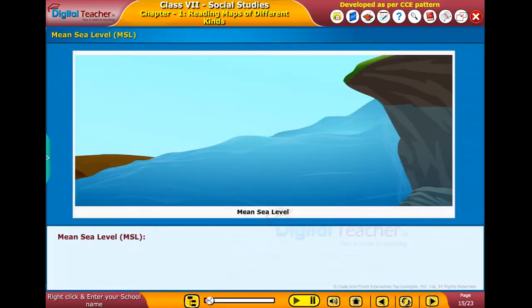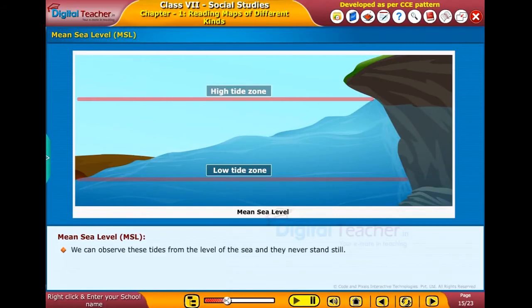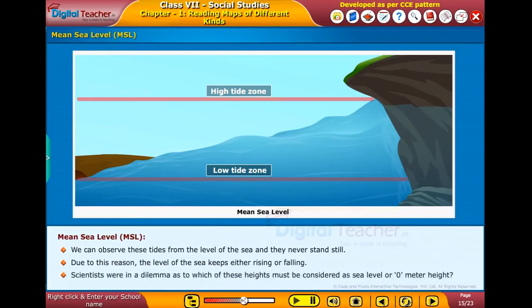Now, let us know what is meant by mean sea level. Water tides are of two types. They are low tide and high tide. We can observe these tides from the level of the sea and they never stand still. Due to this reason, the level of the sea keeps either rising or falling.